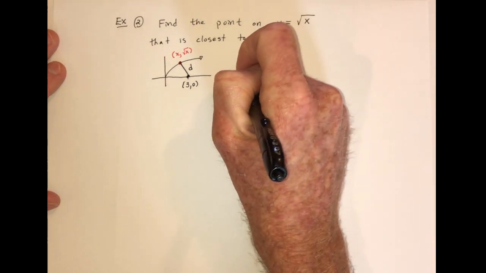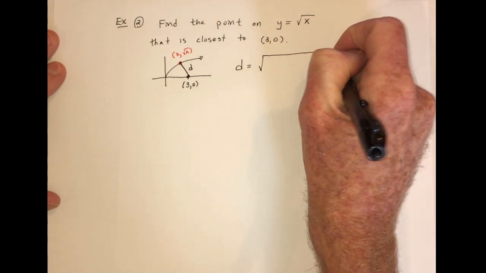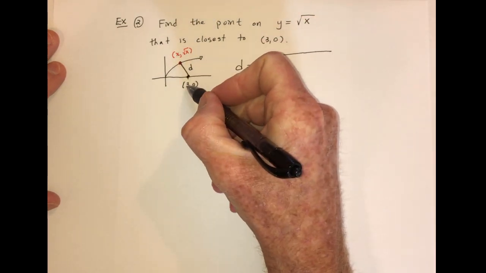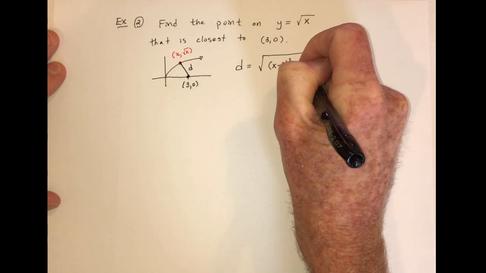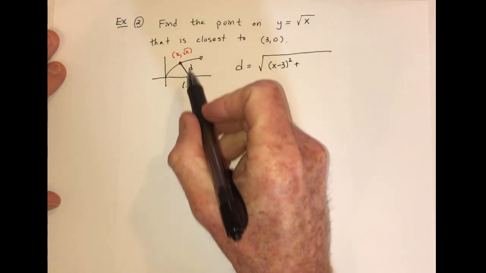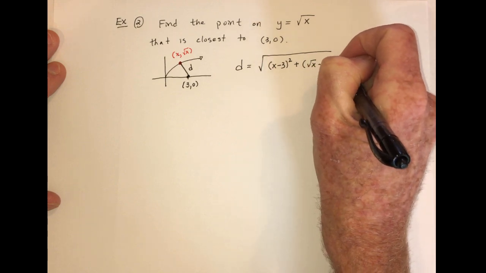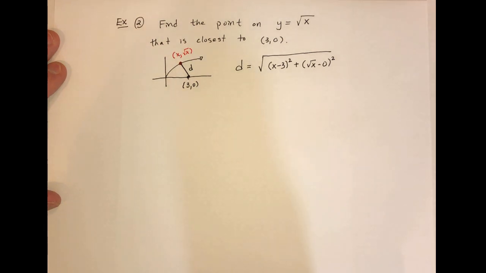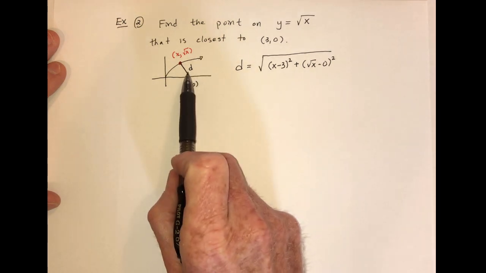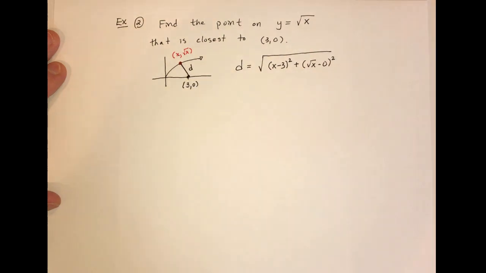And then you could use the distance formula, which goes d is equal to the square root. Then you subtract the two x values and square that. You subtract the two y values, you square that. Add them together, take the square root of the whole thing, and that is the distance formula. And closest means we need the minimum value for d. So what's the smallest that d gets?